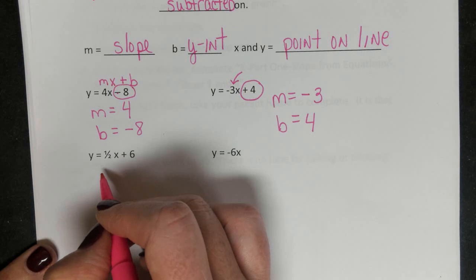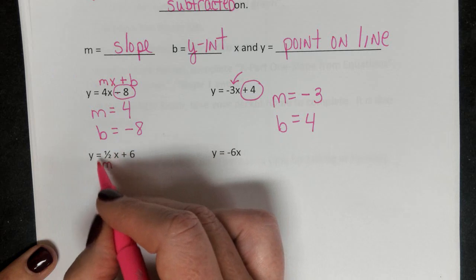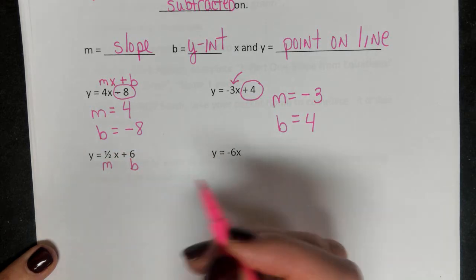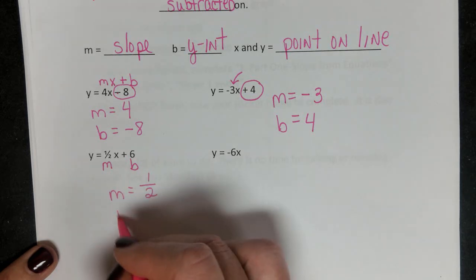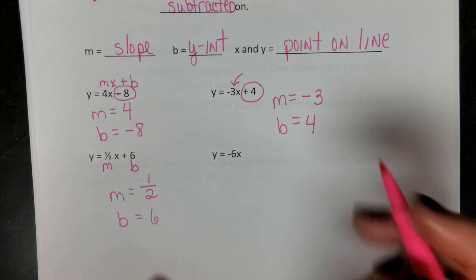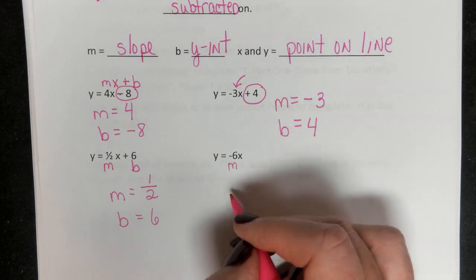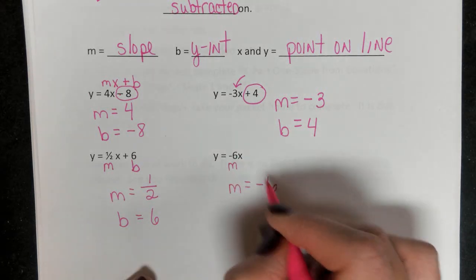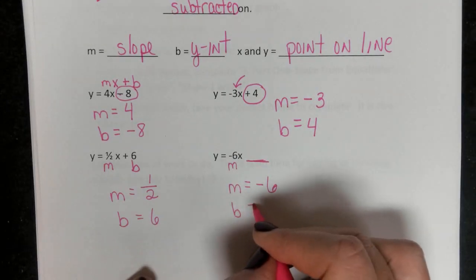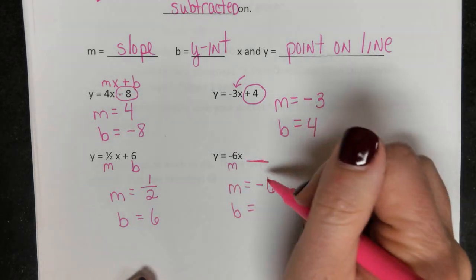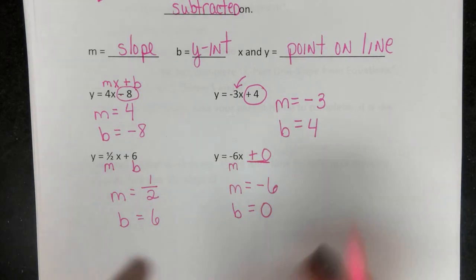Okay, next. y equals mx plus b. The m is our coefficient, or married to the x. Our b is what's added on. So our slope is 1/2. The y-intercept is 6. Okay, last one, maybe a little bit trickier. What is married to the x is our slope. Ooh, but there's nothing added or subtracted on. So what does that mean? What could we add on for it to still mean the same thing? If there's nothing there, that means our y-intercept is 0.